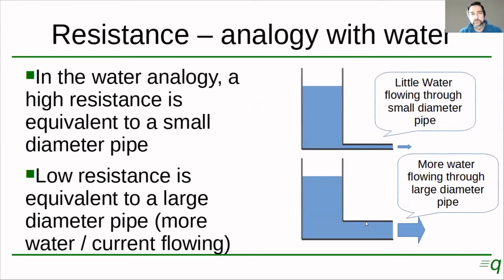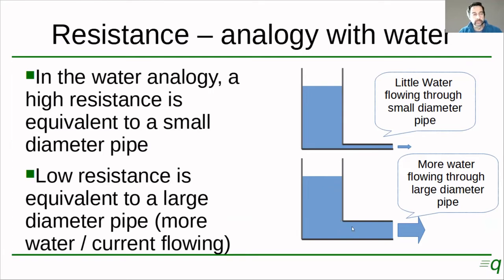If we want to make an analogy with water, the same we've been doing with voltage and current, we can have a look at these two tanks. So we have a tank and a pipe where water flows, and this is representing a very small diameter pipe. So the amount of water that's going to flow through here is very small.